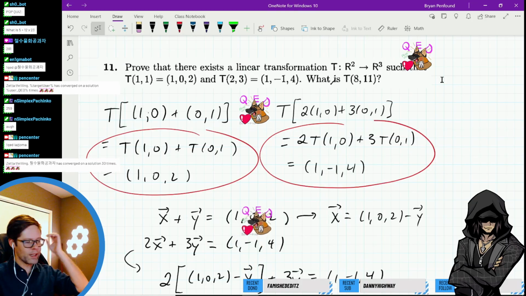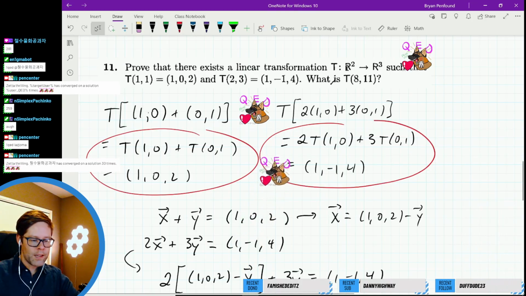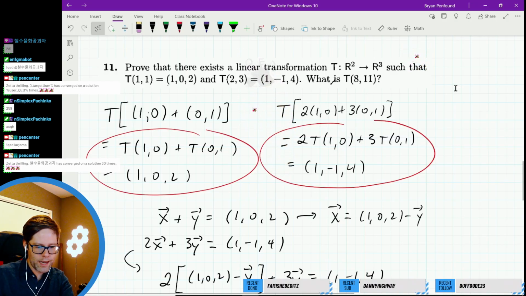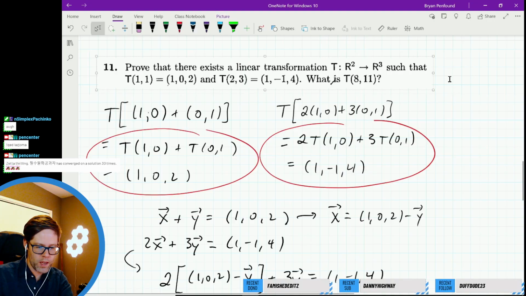Now, I think this has something to do with the basis, right? So how does this work? We know that a linear transformation will exist between spaces that takes basis vectors to basis vectors. I think that's a theorem. Right, so if I start with basis vectors in R2, and I map them over into R3, I know that there's a linear transformation that does that.